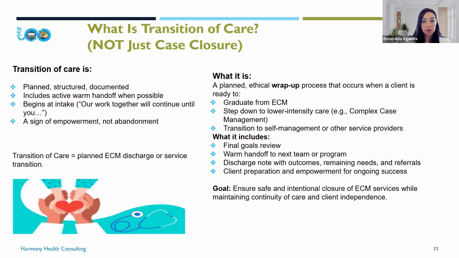Transition happens when your client is ready. So either they're graduating out of ECM services, they've met their goals, or we're stepping them down to a lower intensity of care. Our alliance team has complex case management, which is more of the follow-up, once a month over the phone kind of frequency of contact, or some agencies have internal coordinators or some sort of level. It's not as intense as ECM services, but you are coordinating that support for them and you're documenting that step down.